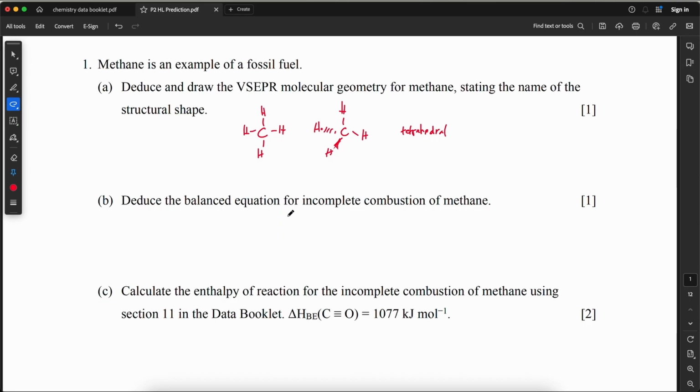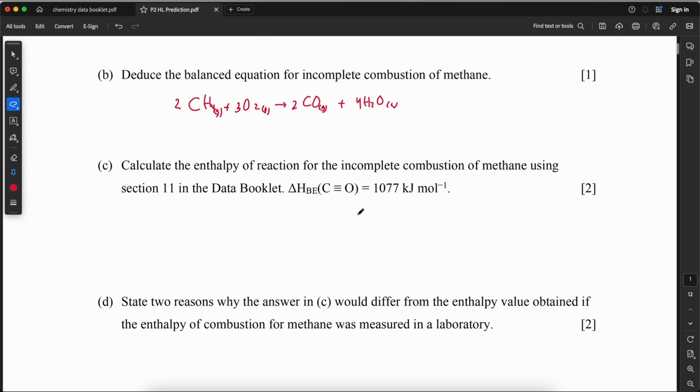Deduce the balanced equation for incomplete combustion of methane. Methane, CH4, when it undergoes incomplete combustion, will produce carbon monoxide and H2O. So you need to balance them. This would be 2, this would be 3, 2, and 4.